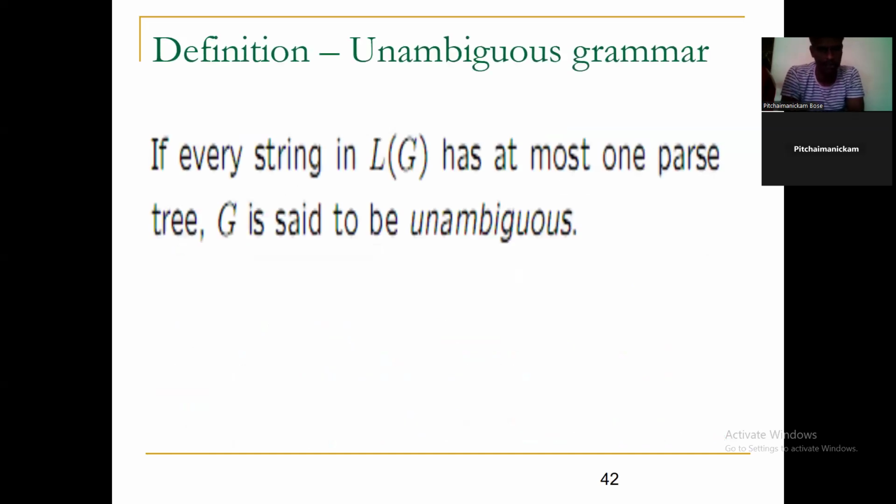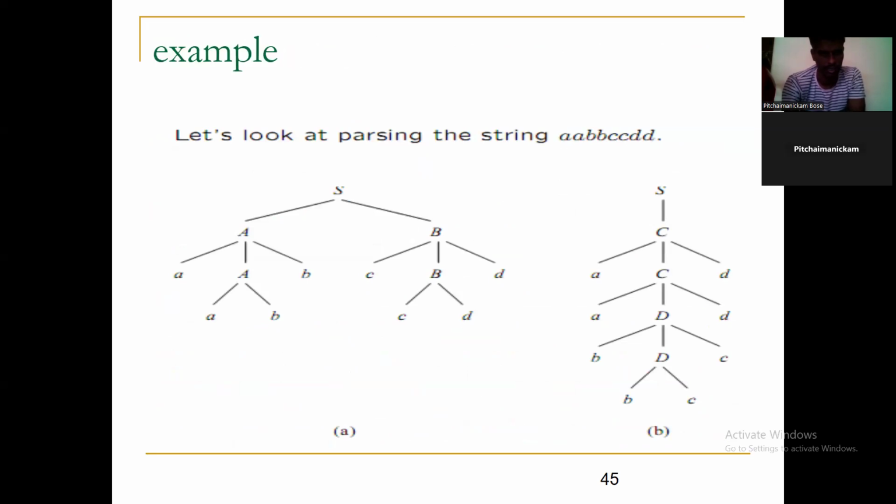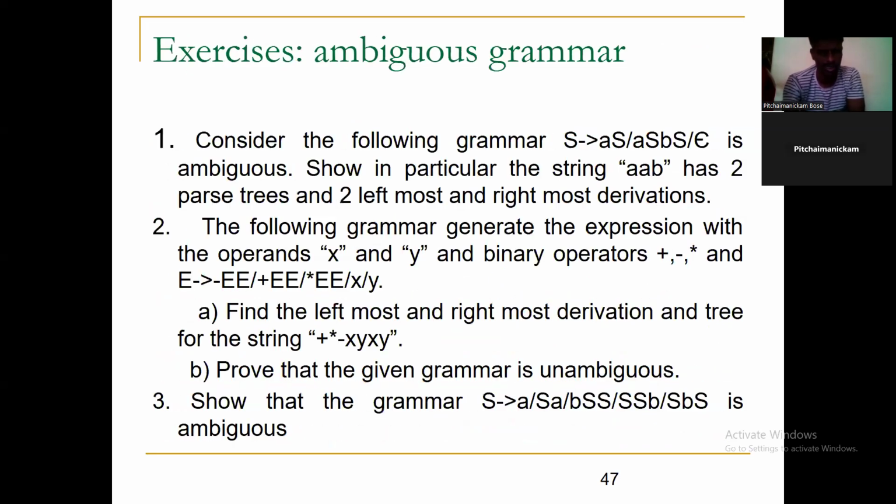Next is unambiguous. What do we mean by unambiguous grammar? If every string in L of G, the language of the grammar, has at most one parse tree, the grammar is said to be unambiguous. If the grammar G produces only one parse tree, this is called an unambiguous grammar. Please note it down.